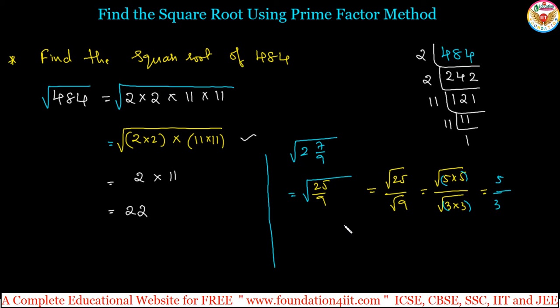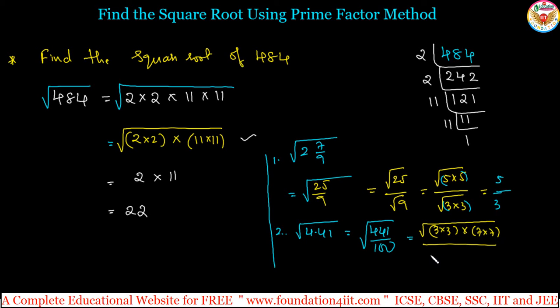Even decimals will work the same way. For example, the square root of 4.41. This we can write as 441 by 100, and do them separately. 441, if you do prime factorization, I am writing 3 into 3 into 7 into 7. And for the square root of 100, with the same prime factorization method, you get 2 into 2 into 5 into 5.